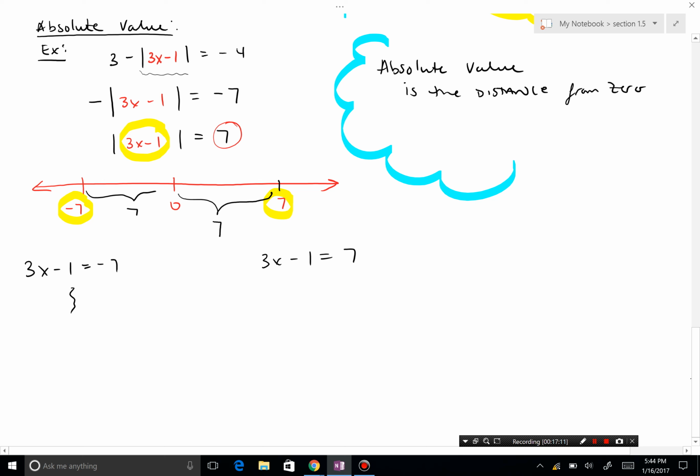I'm going to skip the work. x equals, because I want to now harvest my time here, add this over, gives you negative 6 divided by 3, which should give you negative 2. And then likewise, this gives me 8 over 3. So x equals 8 over 3. And likewise, this guy works. Okay, so fairly simple stuff.